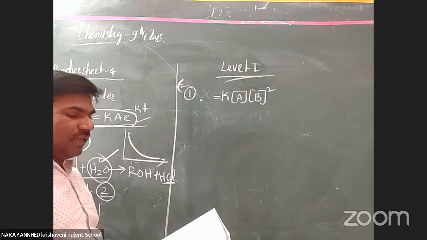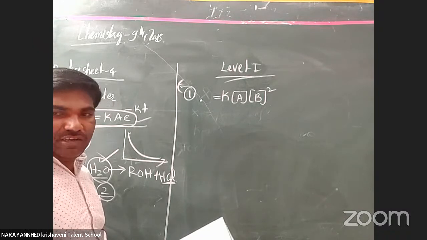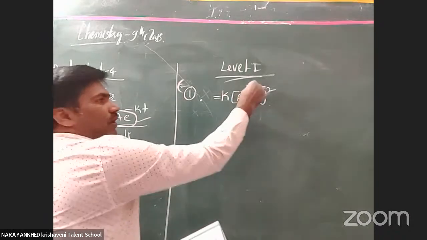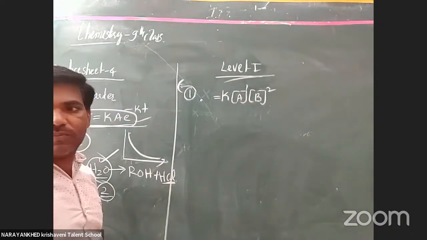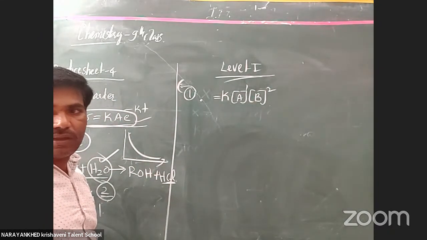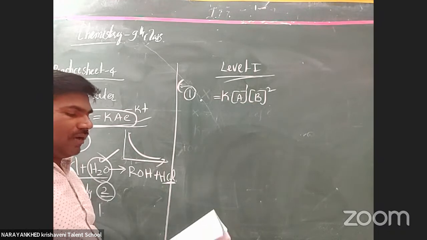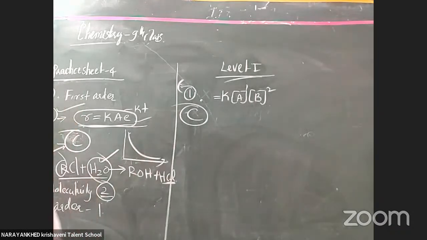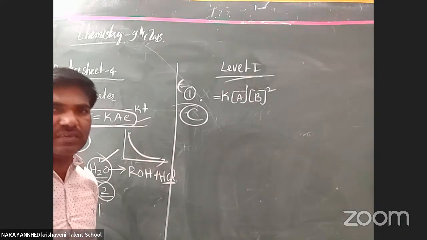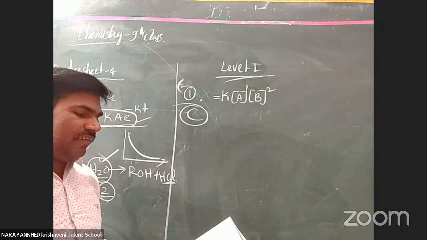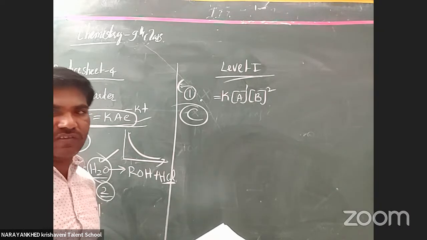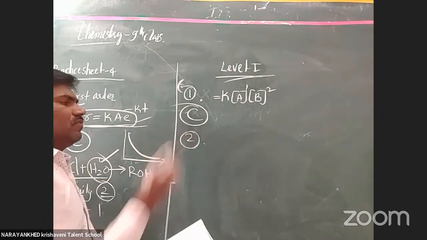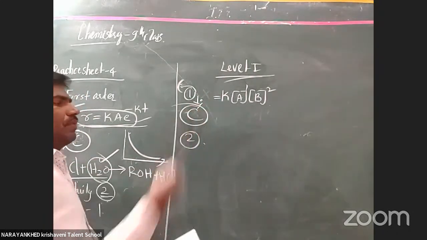Next, the statement that the reaction is second order overall is not correct. Why? Because A is 1 and B is 2, so the order becomes 3. Clear or not? That is why the false statement is option C for the first question. And the next, K is the reaction rate constant. That is a correct statement. Next, second one. First option is C.